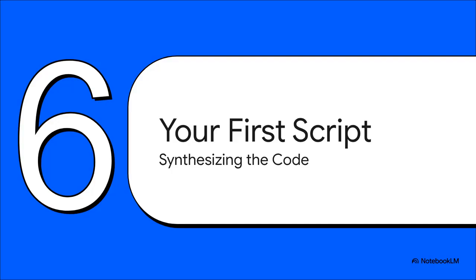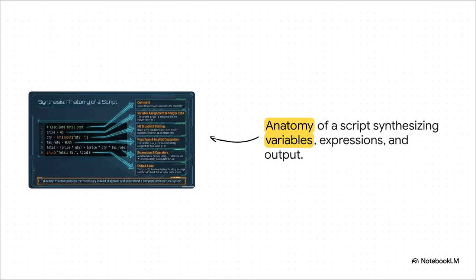Section 6. Building your first script. Okay, let's move to our final stage and see how all of this builds into a functioning whole. Time to synthesize the code. Let's break down the anatomy of the script to really synthesize everything we've covered today. Up on line 1, we've got our human-readable comment. Line 2 is a variable assignment, acting as a tether to an integer object.